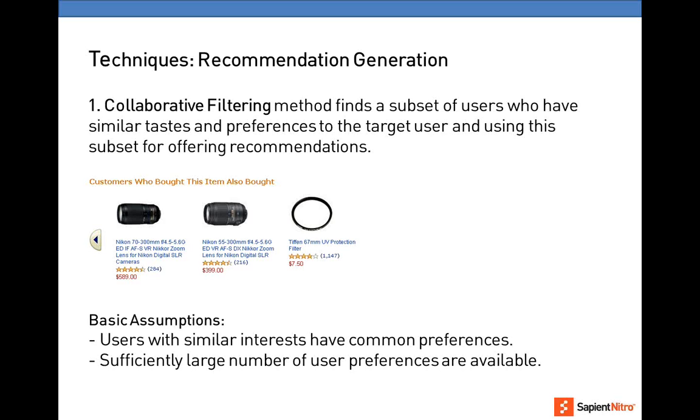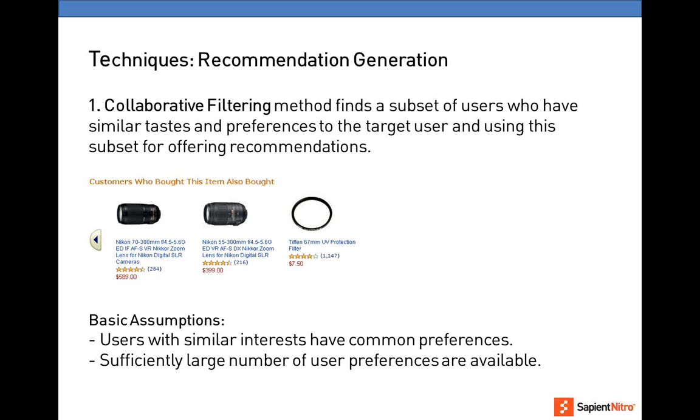So you can see the example that is available there. Customers who bought this item. In this one, I had selected, I think it was Nikon, some DSLR camera, and then it suggested the compatible lenses with it and some UV filter protection. So customers who bought this also bought this. This is an example of the collaborative filtering technique.